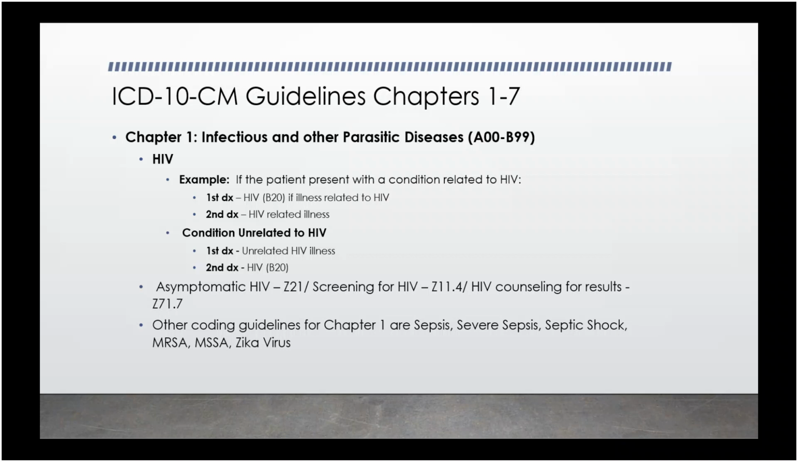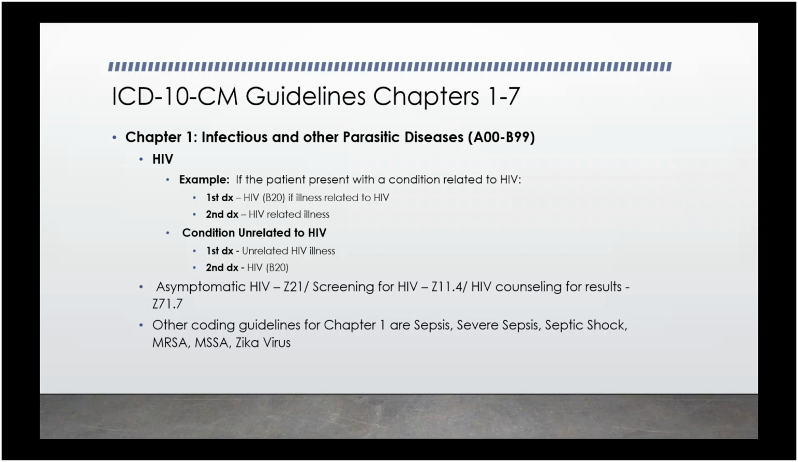Are they asymptomatic, meaning they've never been treated or diagnosed with HIV? Once they receive B20 as a diagnosis, you can never assign that Z21. Screening for HIV: they're just simply coming in to be screened. Did they receive counseling at the same time? Make sure you read the coding scenarios to see if they were here for counseling. If they came in for screening and they also received counseling, you would code both the Z11.4 and Z71.7.